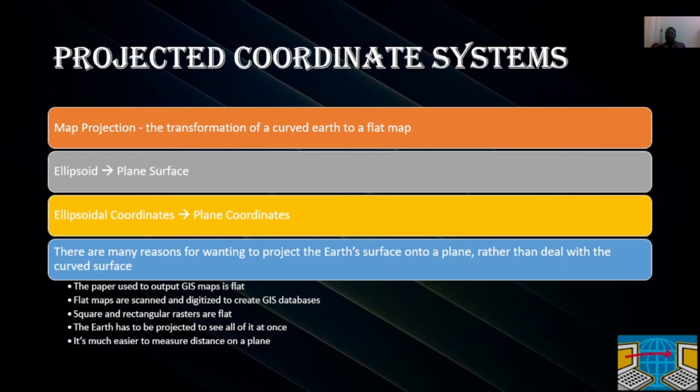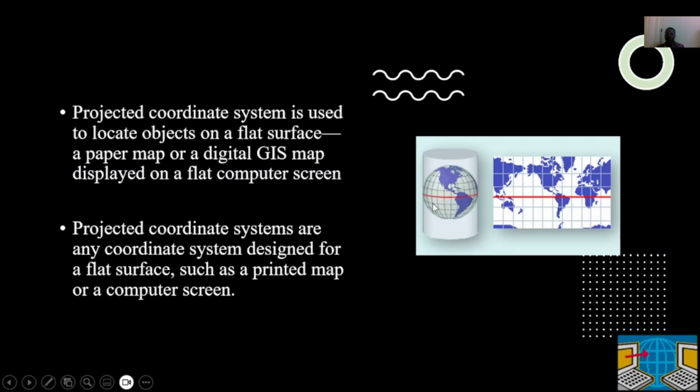So projected coordinate system. Whenever you hear projected coordinate system, your mind should take you to map projection. What is map projection? Map projection is a transformation of the curved earth surface to a flat map. Looking at this, this smaller globe here is the entire world, which is a geographic coordinate system. But using the GIS software, which is a flat surface, we are trying to convert this spherical shape into a flat surface.